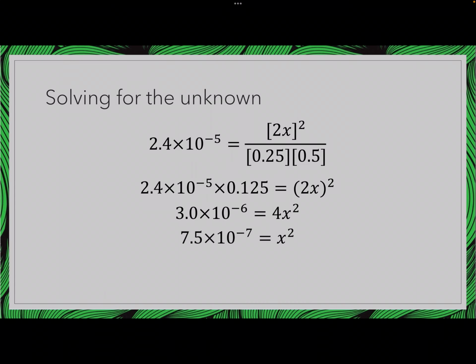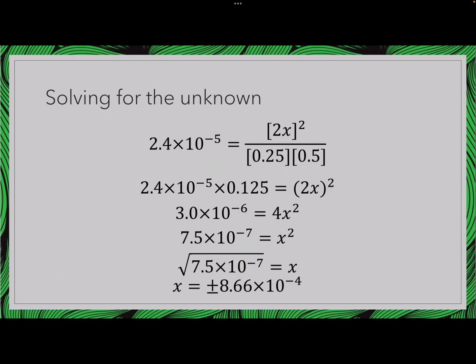X squared equals 7.5 times 10 to the negative 7, which when we square root it gives us plus or minus 8.66 times 10 to the negative 4. Now, that's our mathematical answer. That's not our chemistry answer. What we have to do is look at it in depth. So plus or minus 8.66 times 10 to the minus 4.